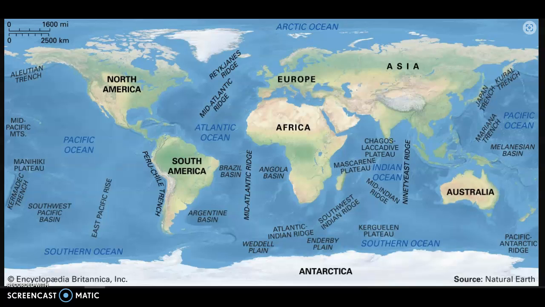This is a map showing all of the oceans across the planet, as well as a number of ridges and basins that might serve as geologic waymarkers for you as you're looking at this map. All the water in the oceans is connected. Water moves in the ocean based on temperature and density.